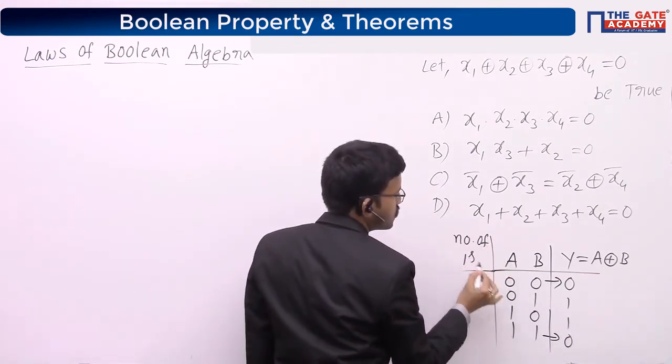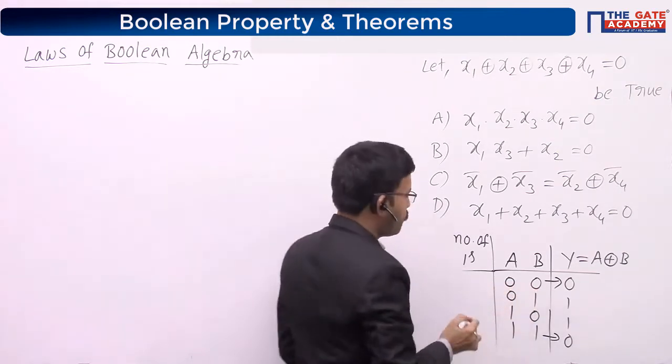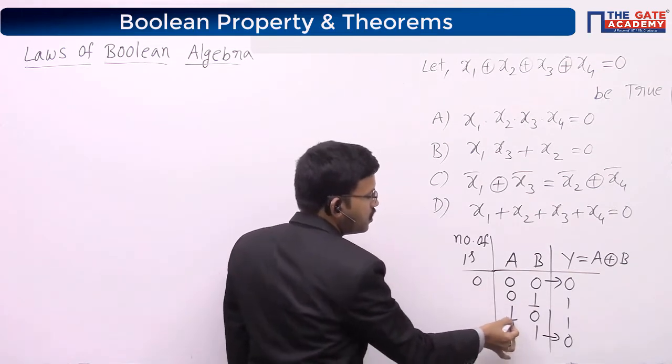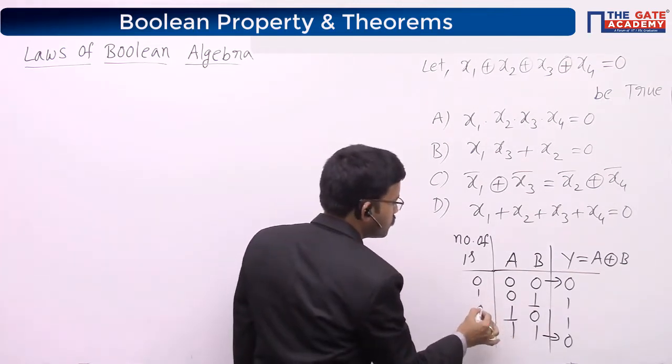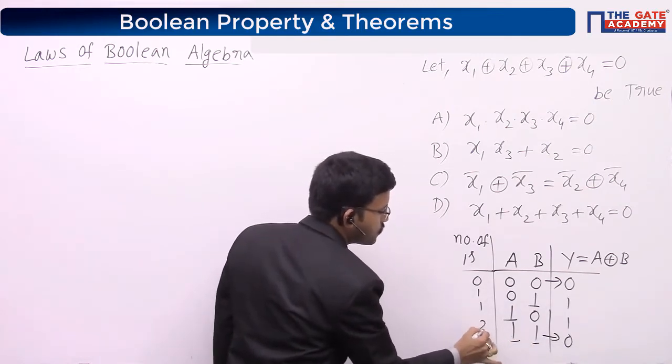Here both the values are zeros, that means the number of ones is 0. Okay, here I am having a single 1, here also a single 1, so the number of ones is 1. Here I am having 2 ones.